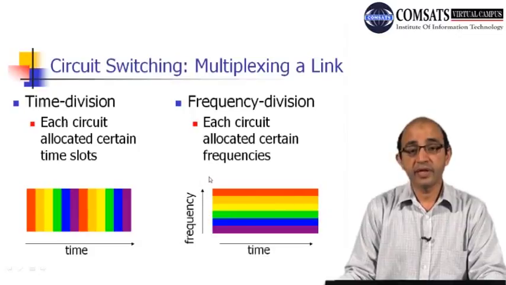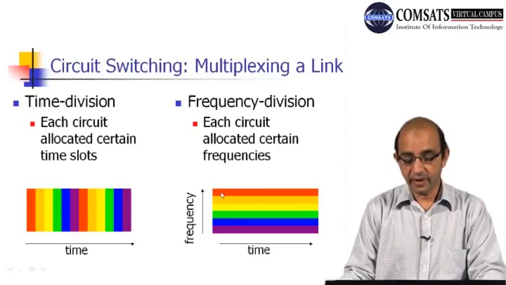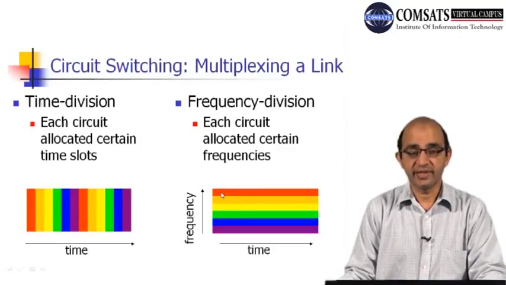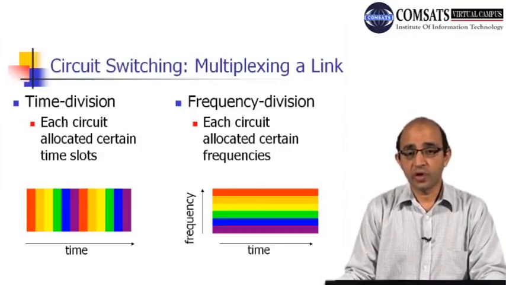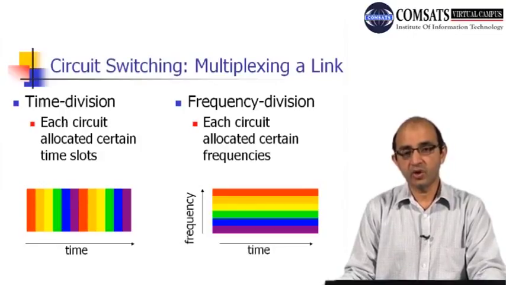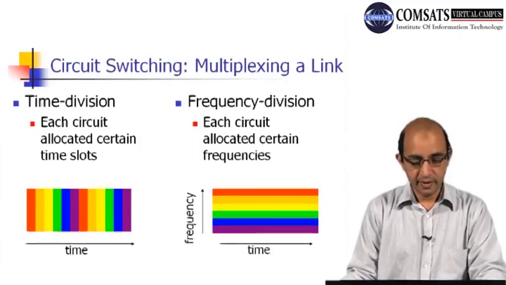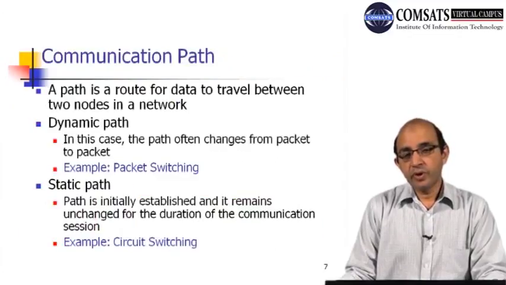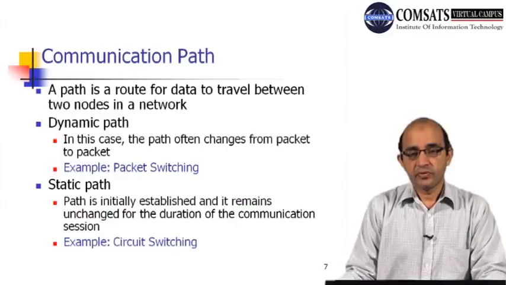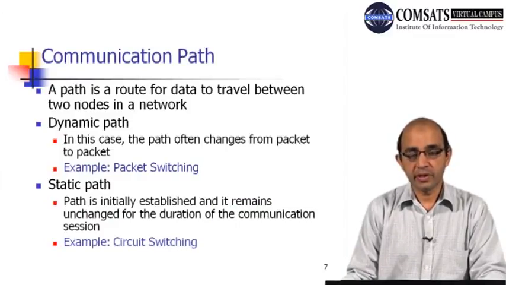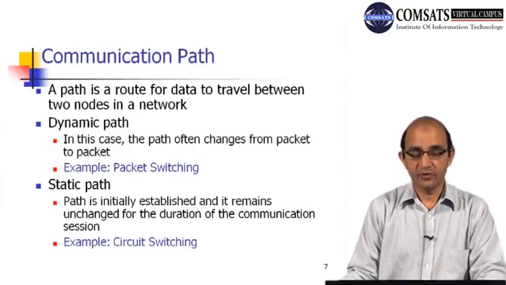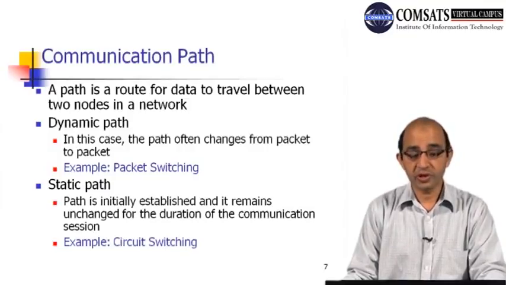So here we have the frequency on the vertical axis, and different colors are representing different frequencies, and we should have a guard band in order to avoid interference. So these are two different techniques in order to multiplex a link. So before going into more details, we should know what a communication path is. This is important regarding the understanding of those switching techniques.